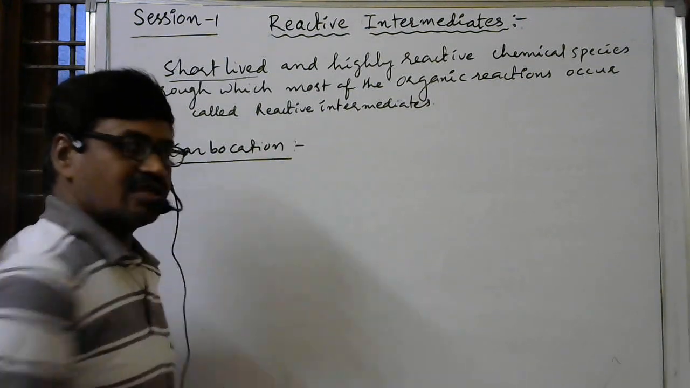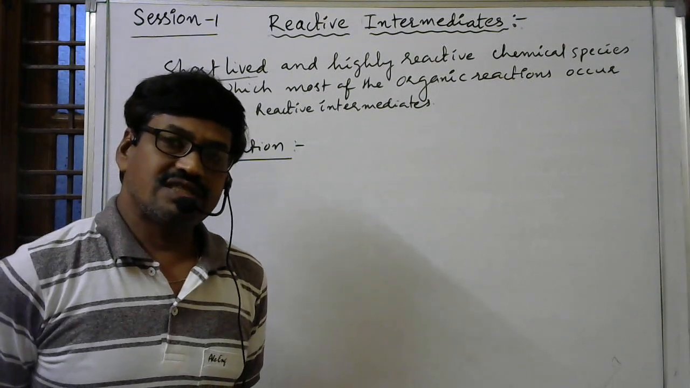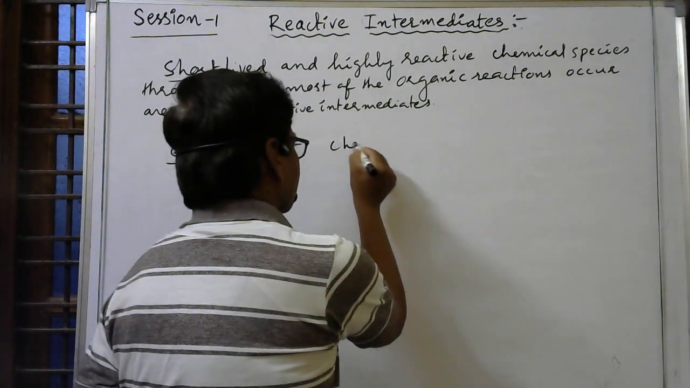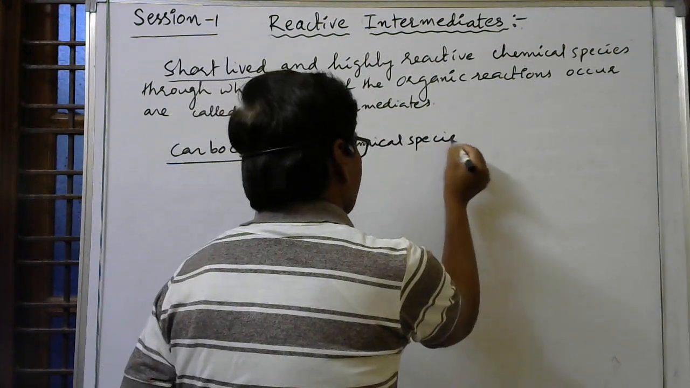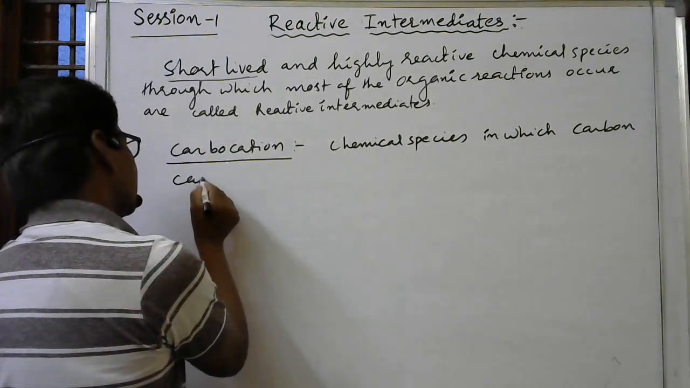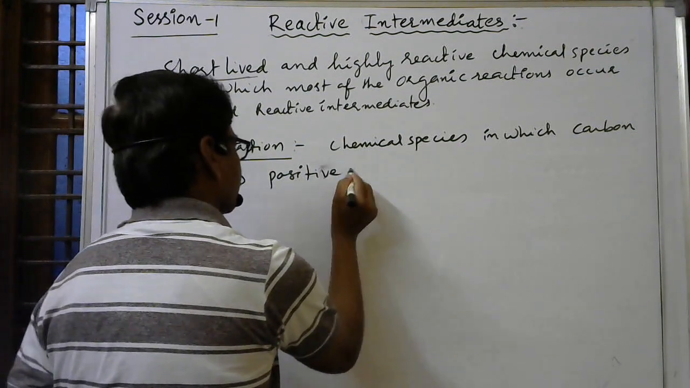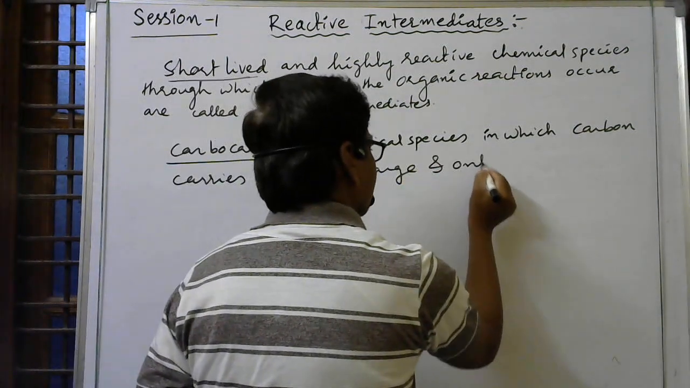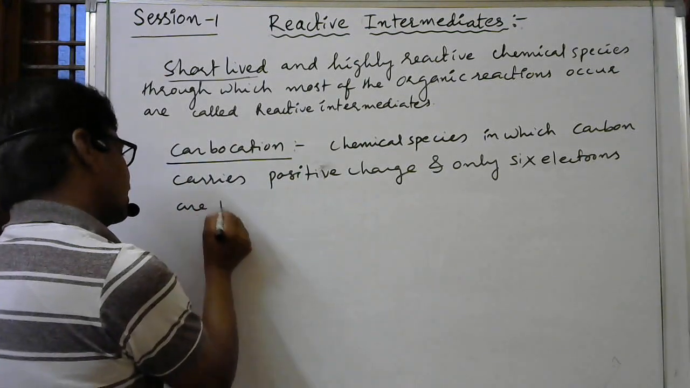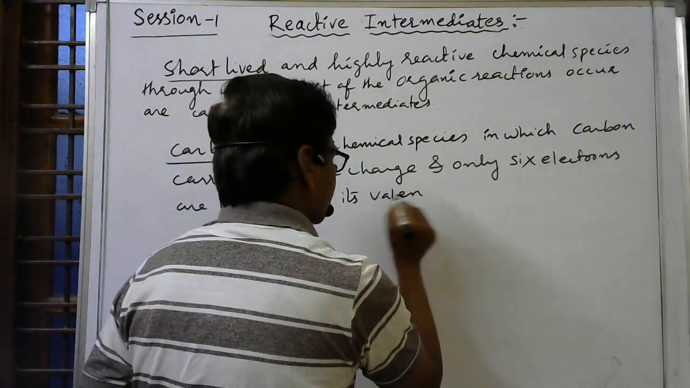Carbocation is nothing but a chemical species in which the central carbon atom carries a positive charge and has only 6 electrons in its valence shell. It is electron deficient. Valence shell means the outer shell.